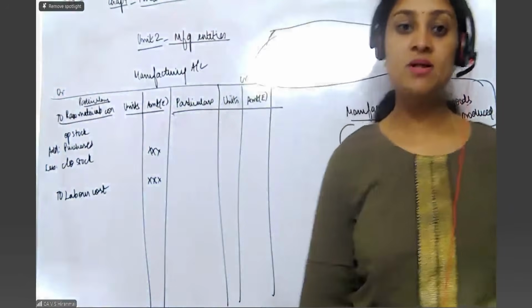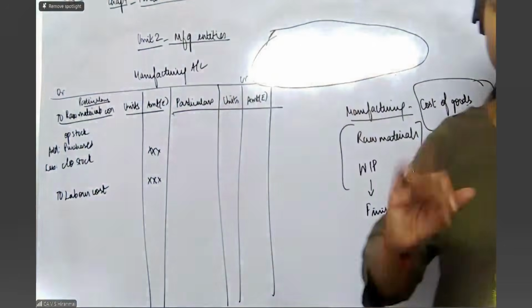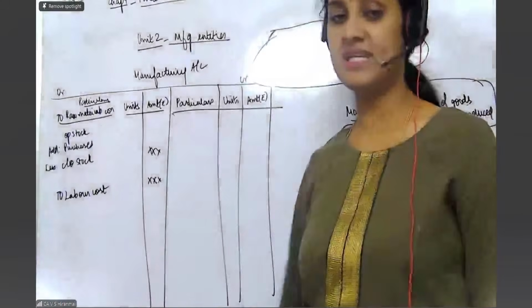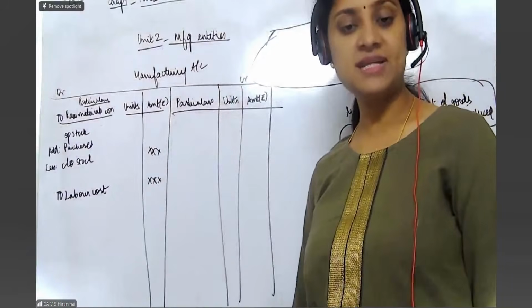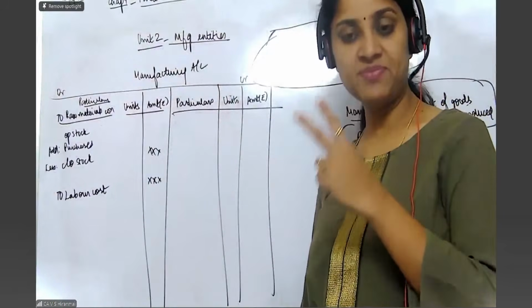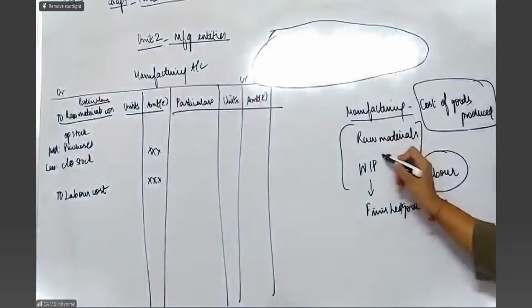Okay. The laborers who are working on the goods to convert them, you should pay the wages. So that labor cost will come here. Is that clear? The second one is clear to everybody. Now, madam, what about the work in process?